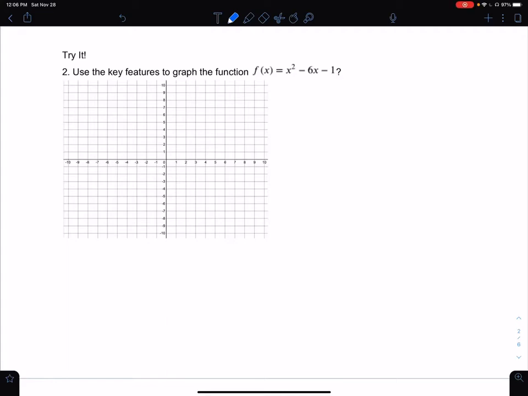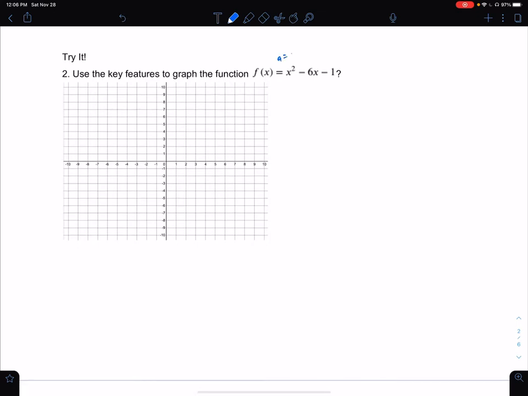Here we're going to look at try number 2. Use the key features to graph the function f of x equals x squared minus 6x minus 1. So I'm going to make a note here that a is equal to 1, b is equal to negative 6, and c is equal to negative 1.